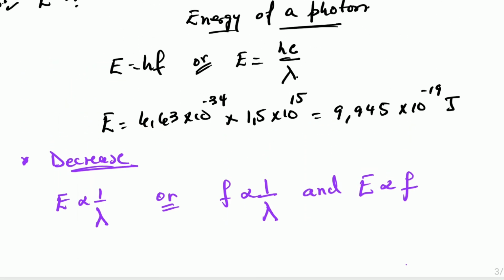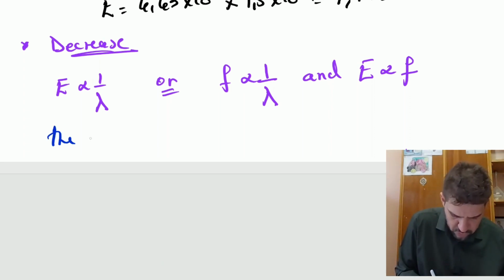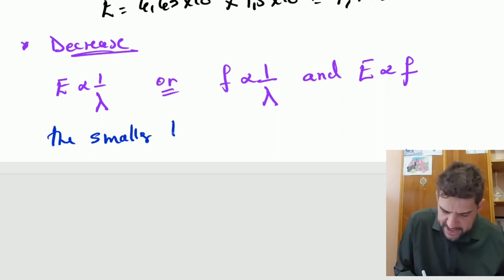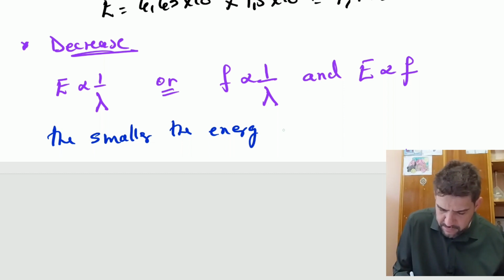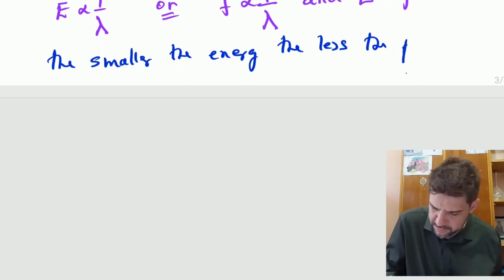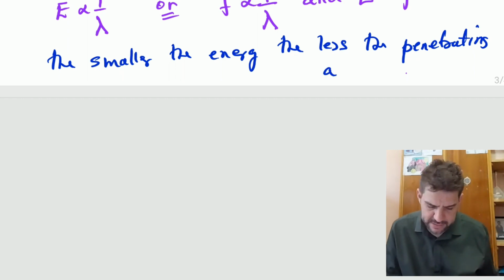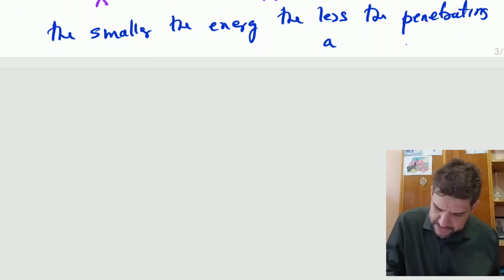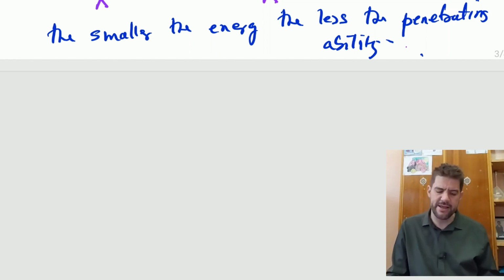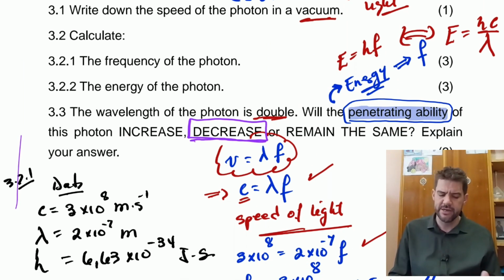And then finally, the penetrating ability: the smaller the energy, the less the penetrating ability. In this case energy decreases, so the penetrating ability decreases. And this is the end of this question. I hope it helped. It's a good question. It's not difficult. It's 10 marks for the exam, guys. You can get those 10 marks.